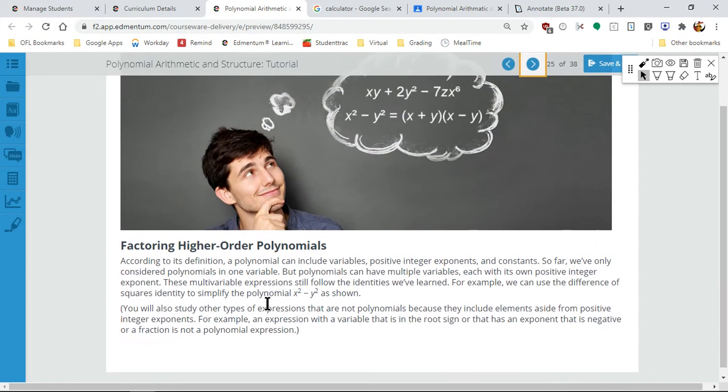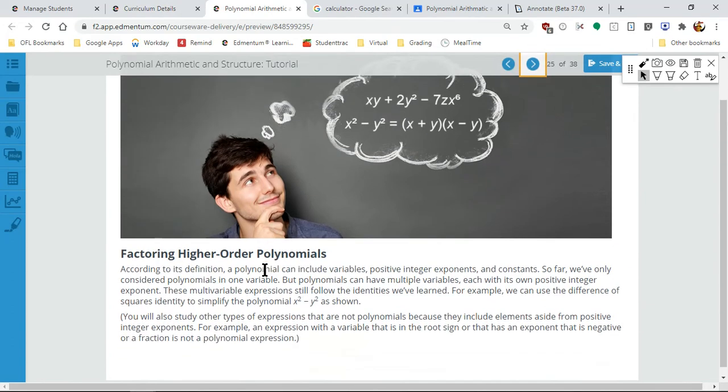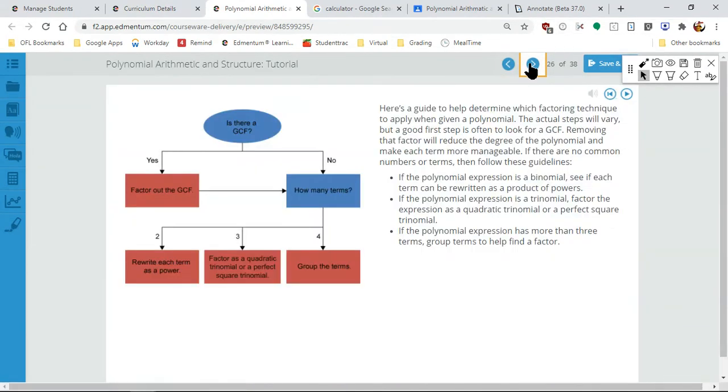So factoring higher polynomials. This gets into a lot. There are rules that you always want to follow. You always want to see if you could factor out a GCF. If you can't, or even if you can, you have to ask yourself how many terms. If there are 2 terms, rewrite it as a power. So what they mean is that if you have 2 terms like x plus 2, you're pretty much done. You already have your 2 terms.